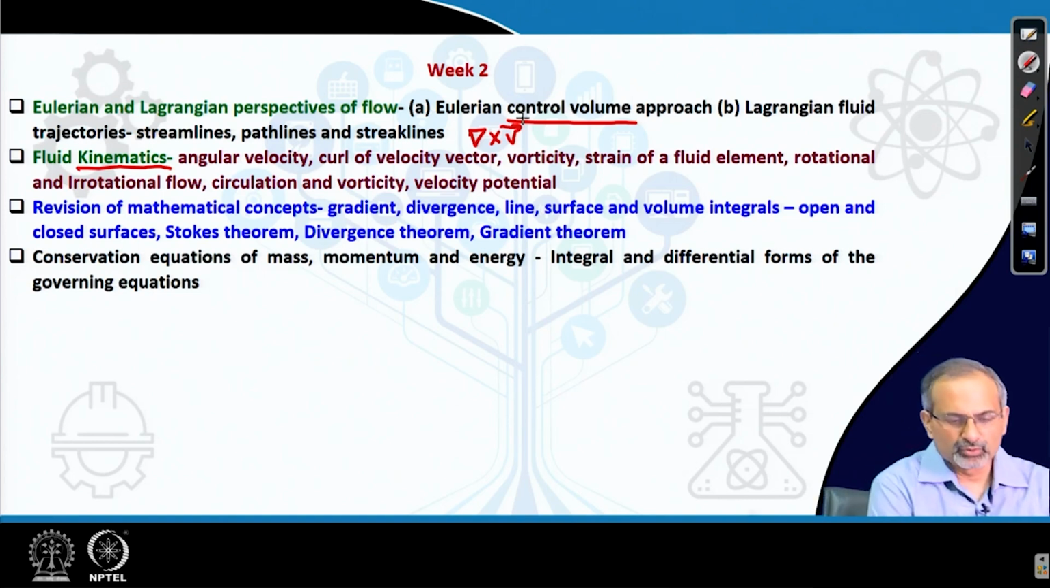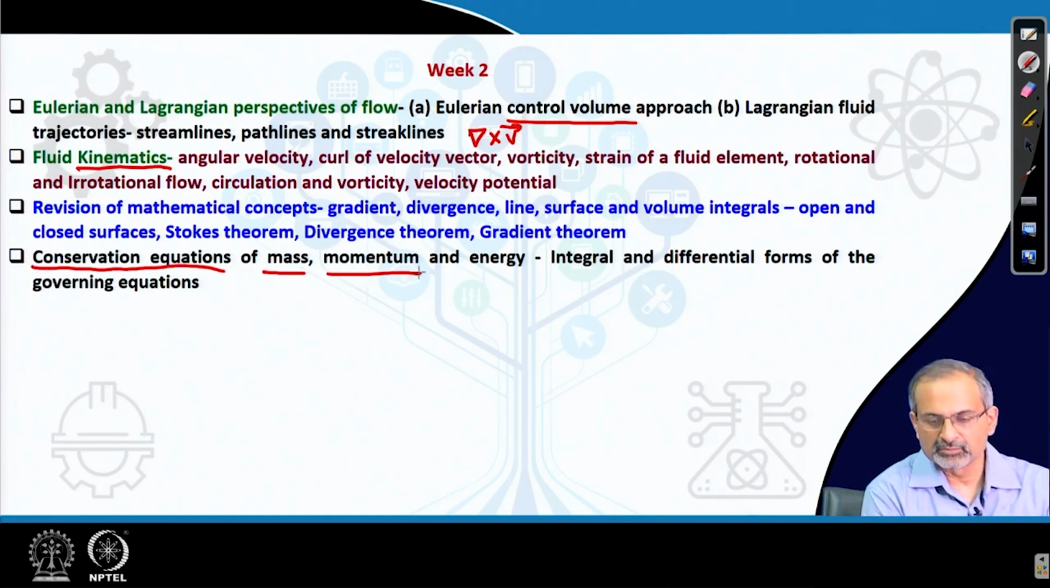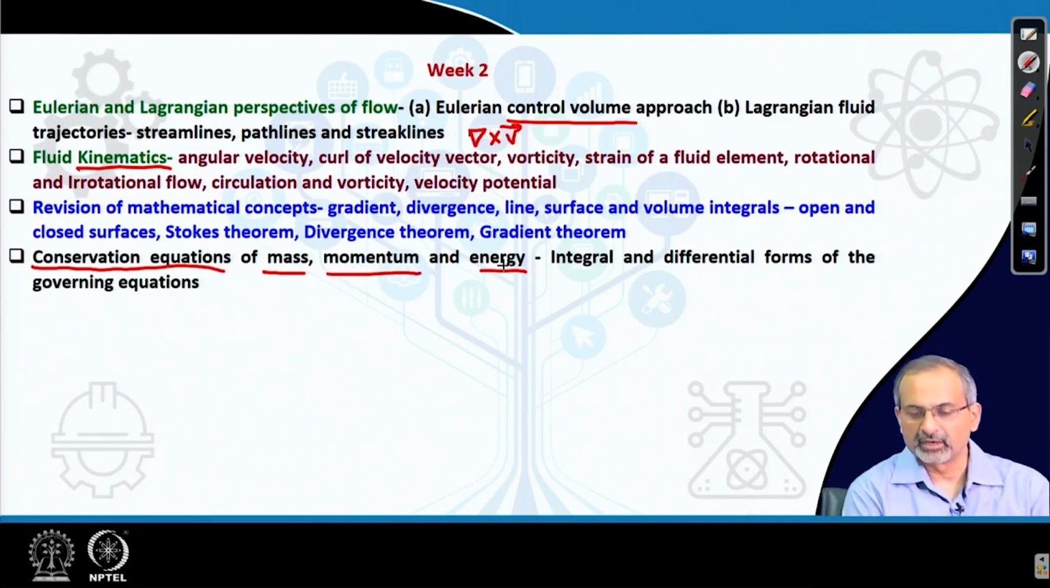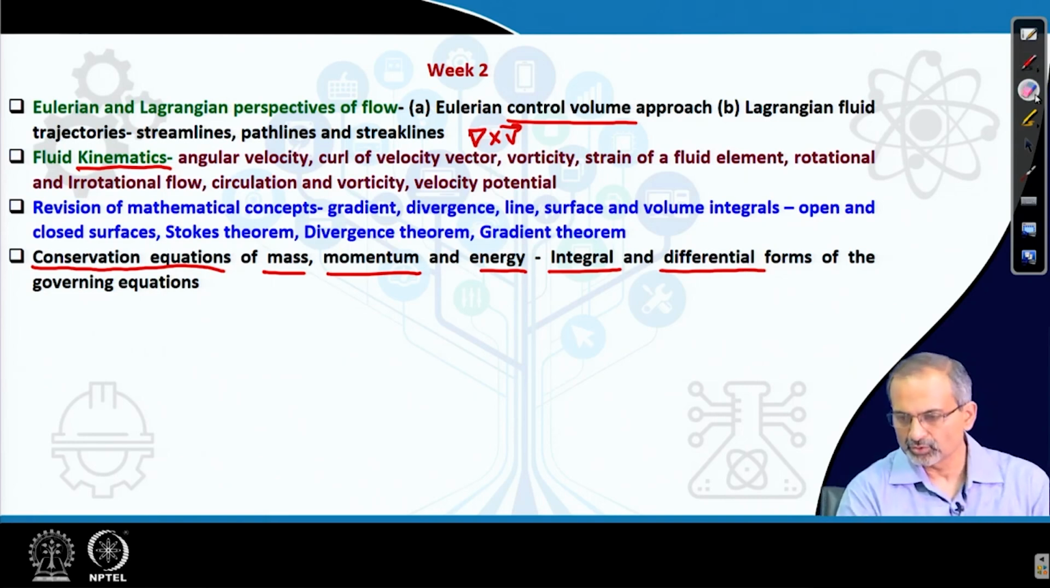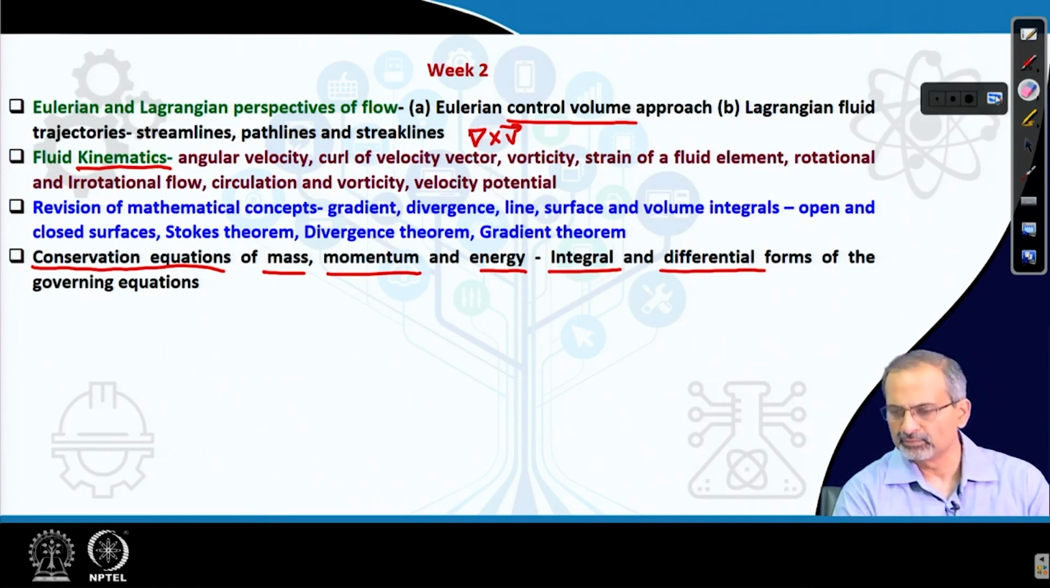Then we moved on to the very important conservation equations encompassing mass, momentum and energy, and we learned to derive them and apply them both in integral and differential forms. So, these were the main things we did in week 2.